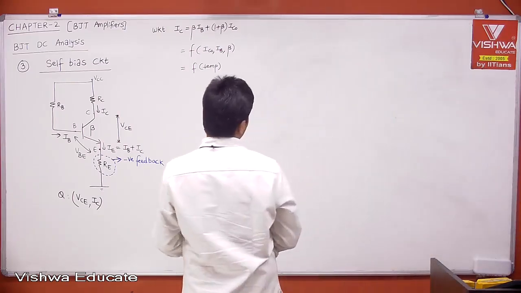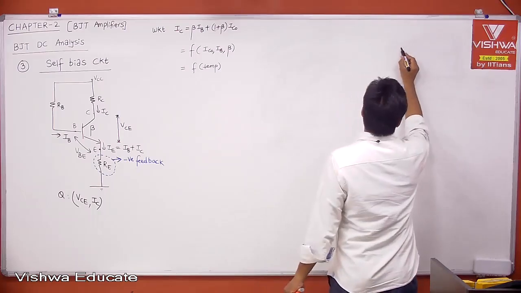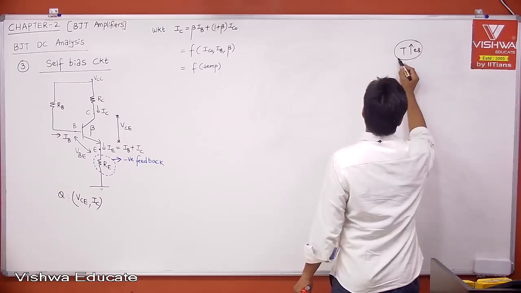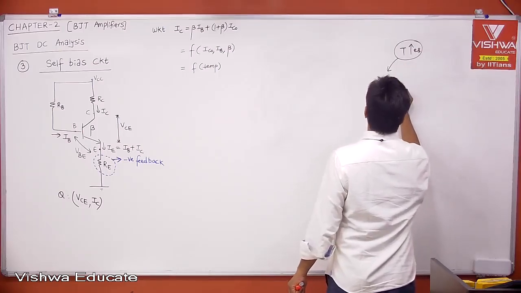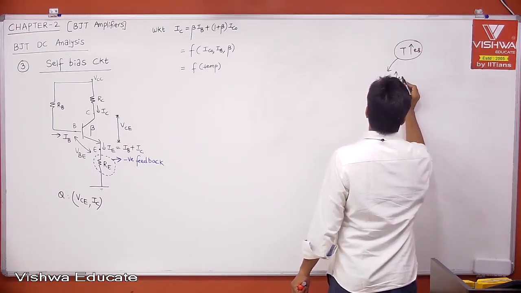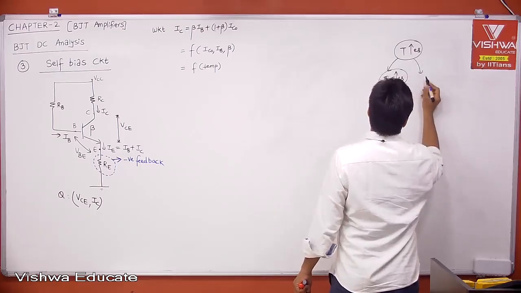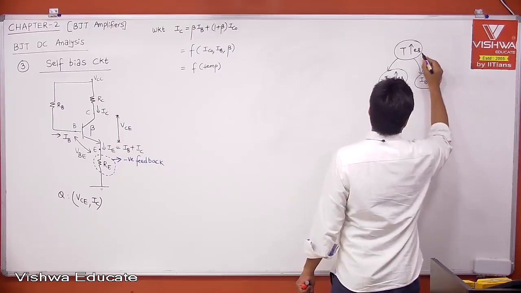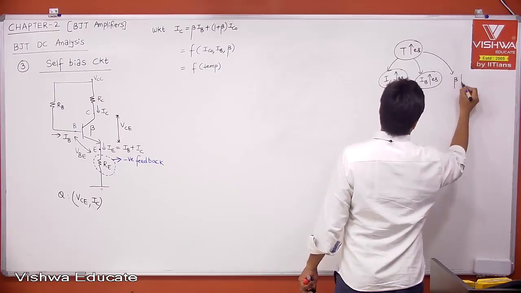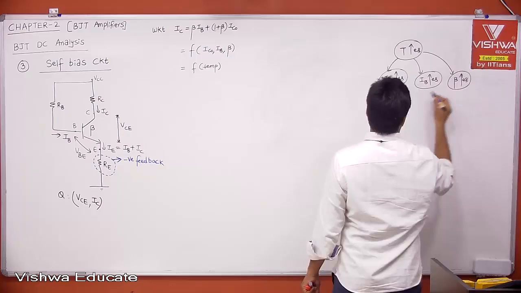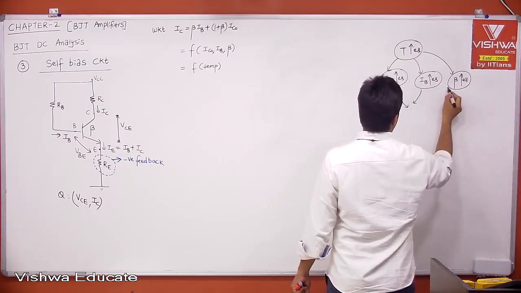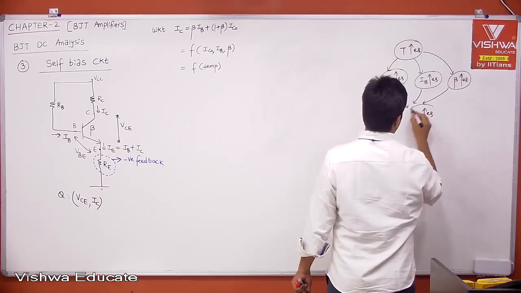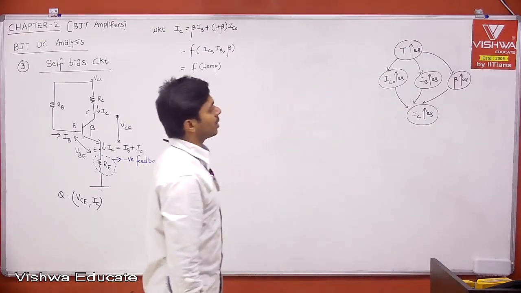Okay, now if you take the flow chart, temperature increases, then IC naught increases, IB increases because of VBE, and beta increases. All three increase IC. Now, this is what is due to temperature.